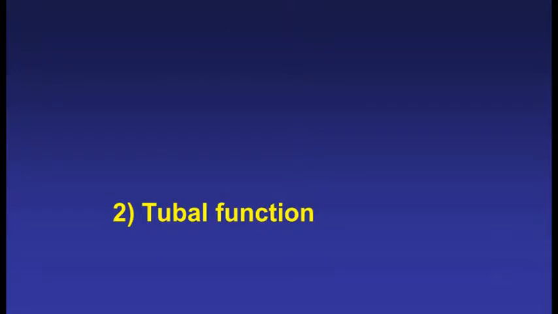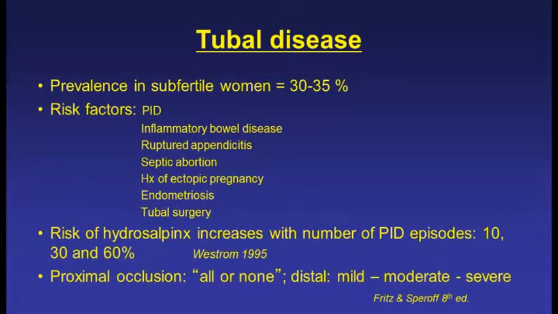All right, tubal function. We live in the chlamydia capital of the world. We see this a lot, but truly, Douglas County in the state of Nebraska is incredibly high on the CDC list for chlamydia. In infertile women, 30 to 35% have tubal factor, but I would say in Omaha, Nebraska, that's higher.